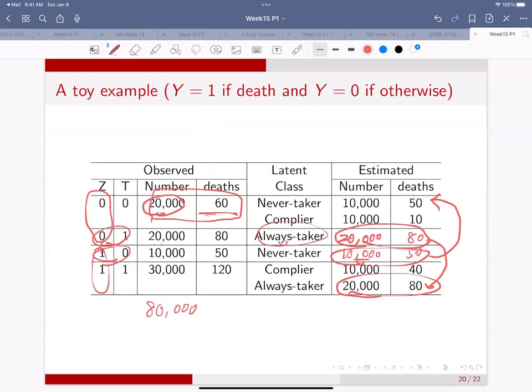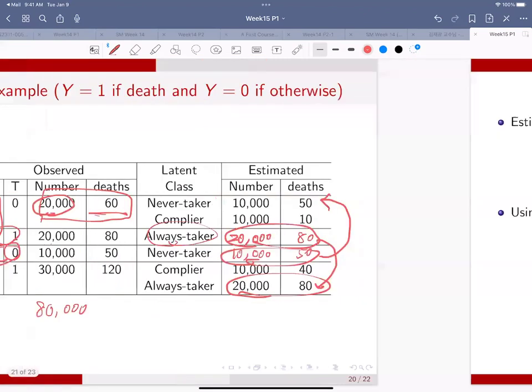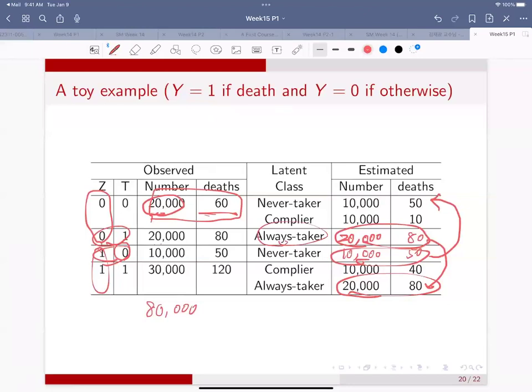Because I want to know the proportion of the never takers among, very confusing, among I want the proportion of never takers. And what I know is that in this group, I have this proportion as never takers, and Z is completely random. So that means among T equals 0, right? T equals 0.